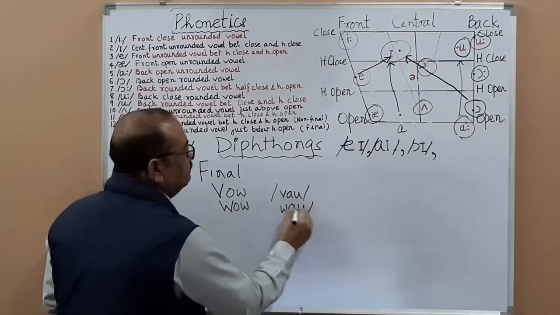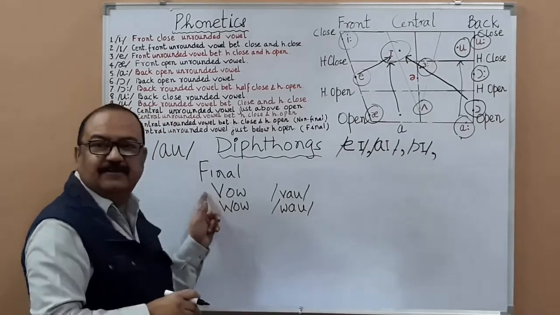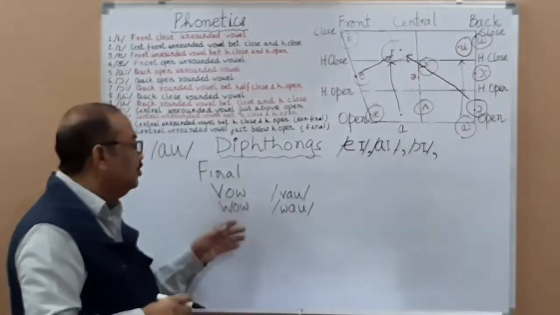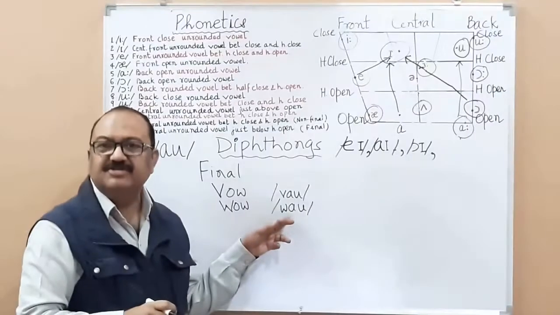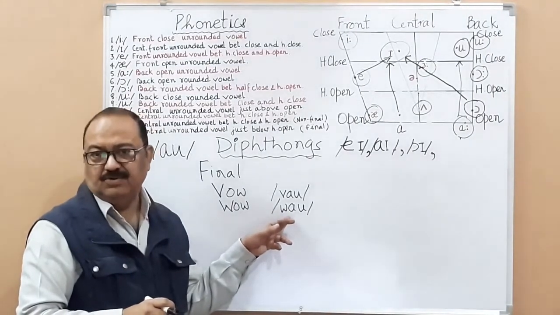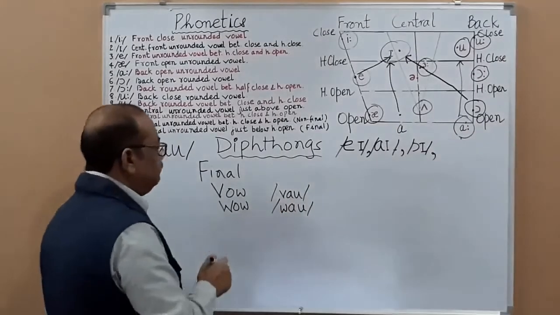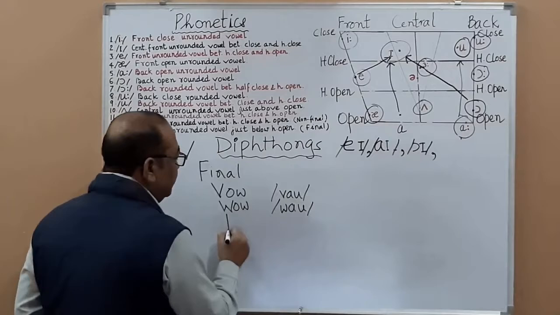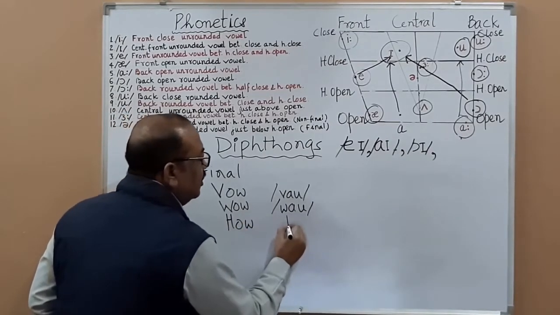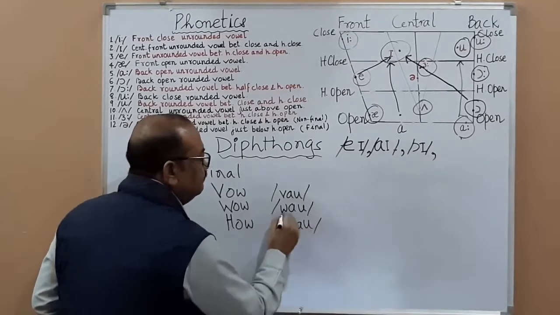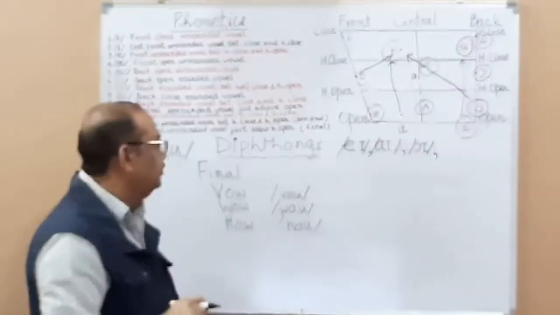The difference is just that this is pronounced with spread lips, wow, and as I told you earlier, when a sound begins with W, you pronounce it with rounded lips. Wow and wow. That's the difference. How, for example, how are you? This is how. Cow.